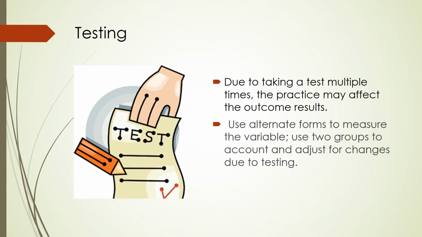Especially since she was wanting to be an E, she may have answered some of those the way that she thought they would work out in her favor. Use alternate forms to measure the variable, or you may use 2 groups to account and adjust for changes due to testing. That will help against this internal validity threat.